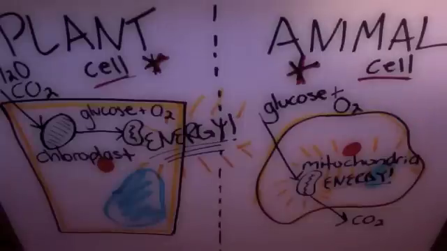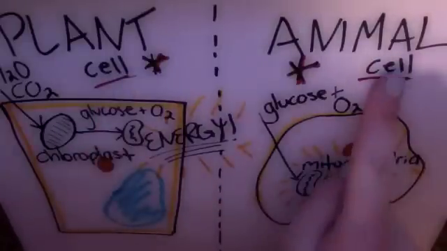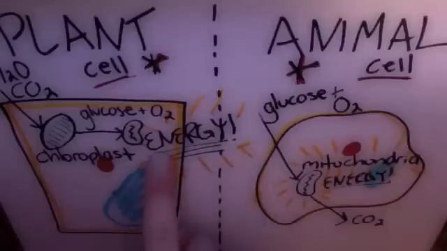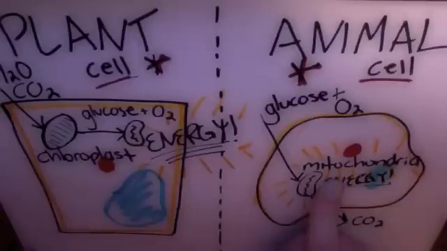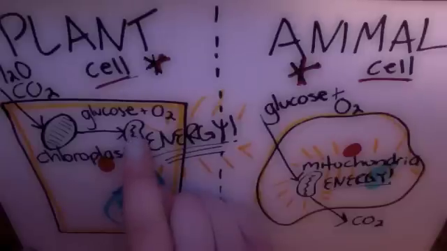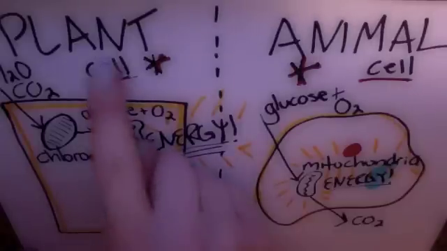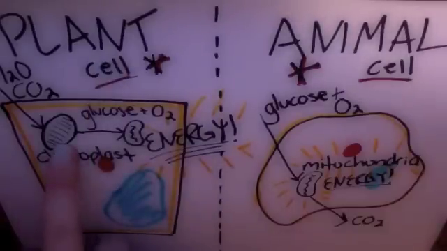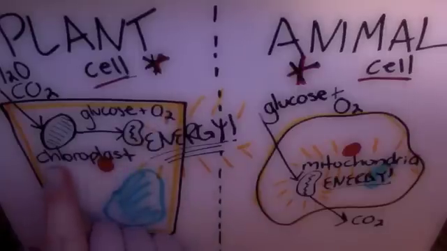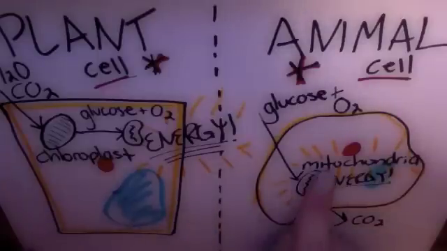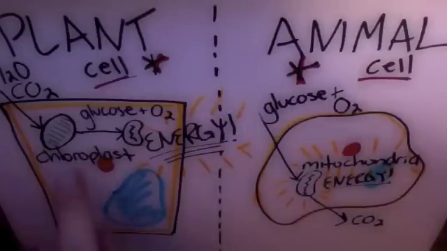So as you can see, both plant cells and animal cells generate energy for the cell to use through cellular respiration inside the mitochondria. Here's the mitochondria here. The plant cells just need a chloroplast to create its own glucose and oxygen through photosynthesis. There you go. That's the process of cellular respiration in plant and animal cells and photosynthesis in plant cells.